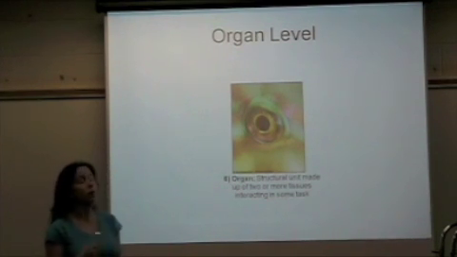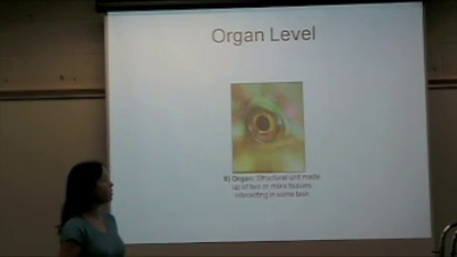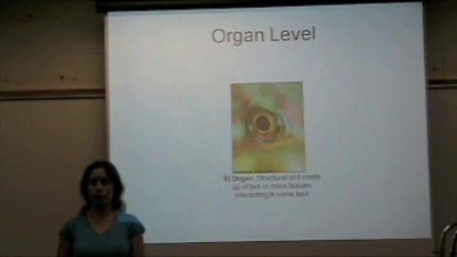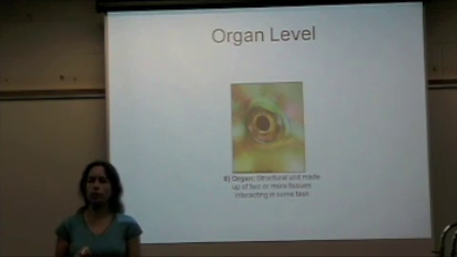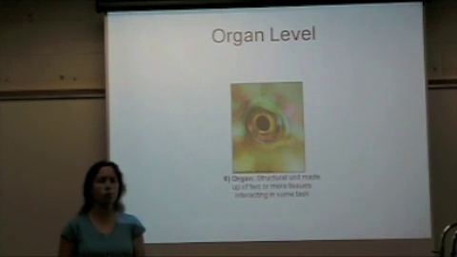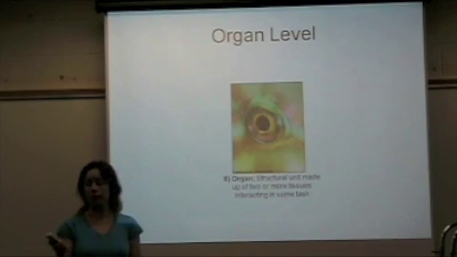Tissues come together and work in groups to create organs. So an organ is just a structural unit made up of 2 or more tissues. So here is an eye. Another example of an organ would be your heart or your stomach. And usually within an organ, you're going to have tissues that cover, you're going to have some sort of muscle tissue for support, you're going to have connective tissue to pull everything together as well.